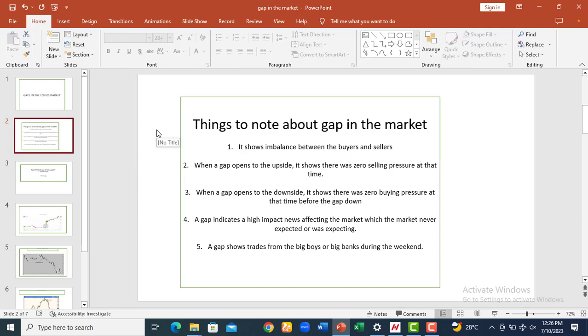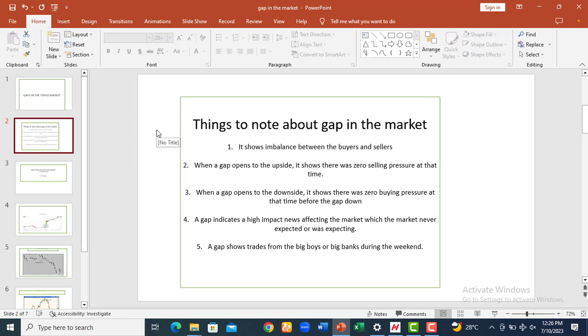Probably a president of a country, probably during a pandemic, or a very high impact news that the market is not actually expecting. Breaking news affecting the market. And most times too, news that the market is expecting, you also see gaps in the market.